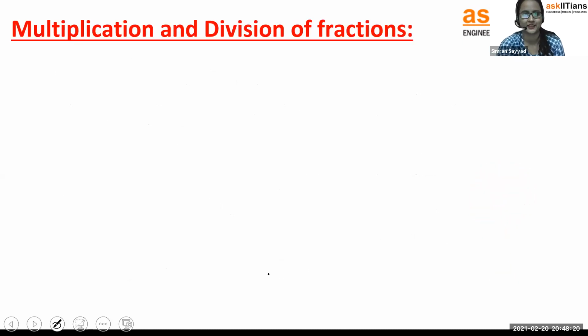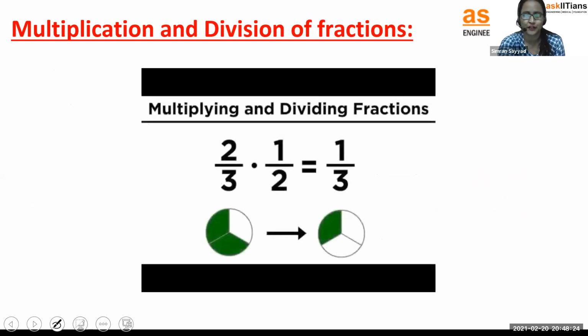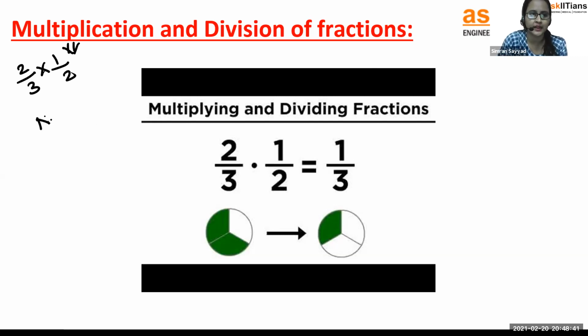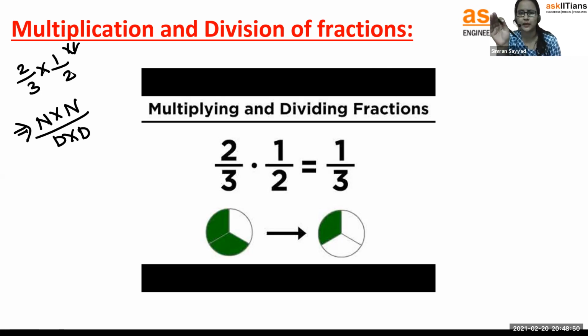Okay, perfect. Now let's see what about multiplication and division of fractions. This is really very interesting. So suppose you have two fractions, 2/3 and 1/2. You have to multiply them. I'm talking about multiplication. Multiplication is always numerator into numerator upon denominator into denominator. You have to multiply like सामने सामने. Numerator को numerator से multiply करो. Denominator को denominator से multiply करो.